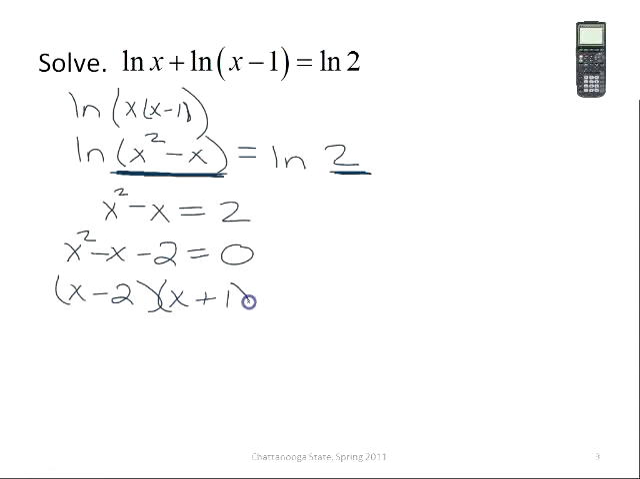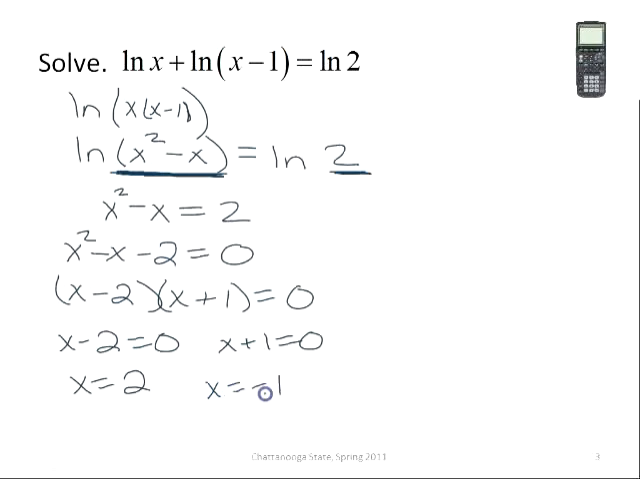So to solve that, it's quadratic, so I set it equal to 0, and then I factor it. That'll be (x - 2)(x + 1). So this will give me 2 solutions. I get x = 2, and I get x = -1.